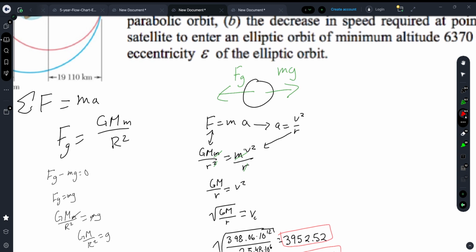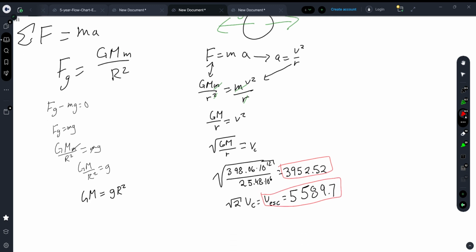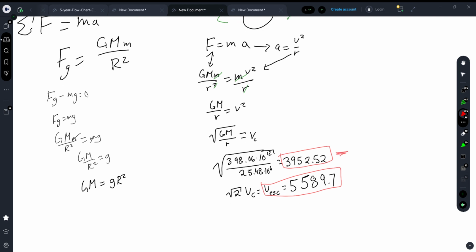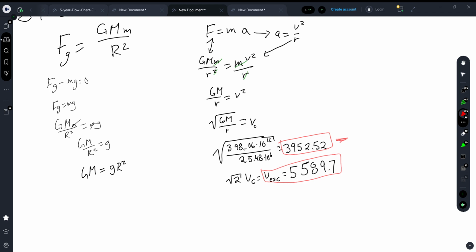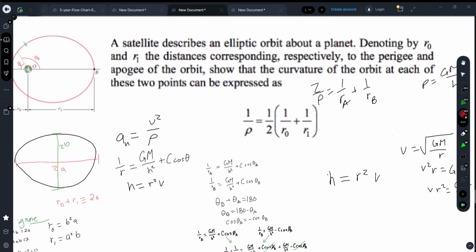So F equals ma. For F, we're going to plug that equation in again. And for a, we're going to plug in our v squared over r again and cancel off our m's and our r. And then we're going to square root the whole thing. And that will give us our velocity, our centripetal velocity. And then you just multiply that by square root of 2, and that should give you your escape velocity.